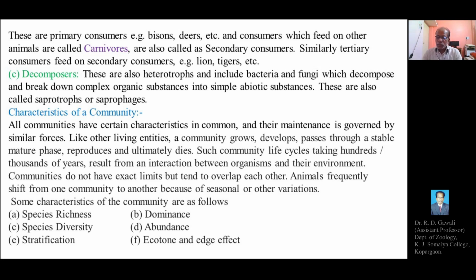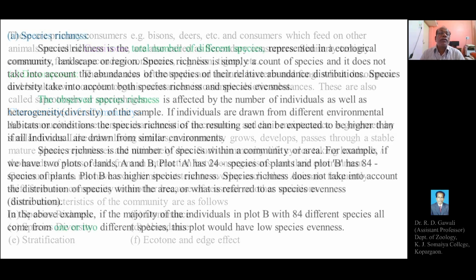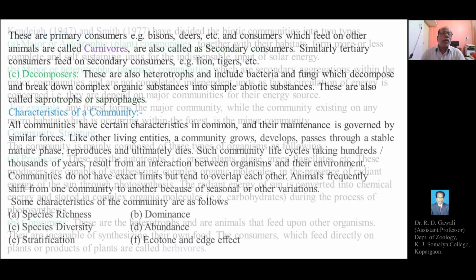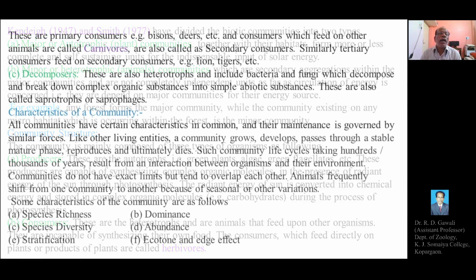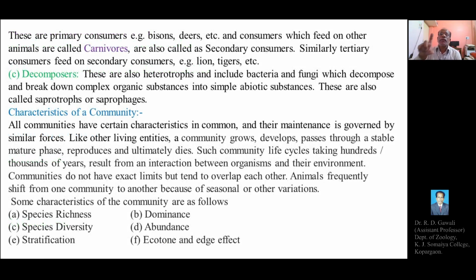So this is about the community structure. The community structure is composed of three types of organisms, that is producers, consumers, and the decomposers. So this is what we have about the community structure.